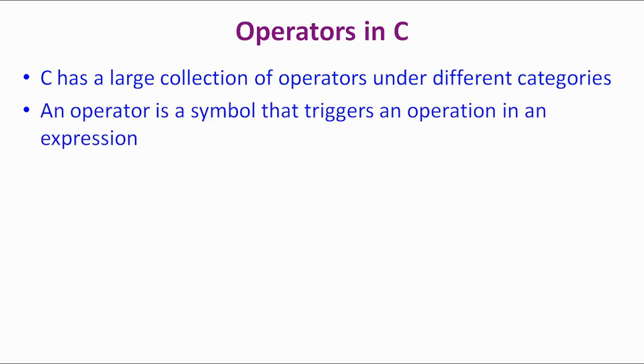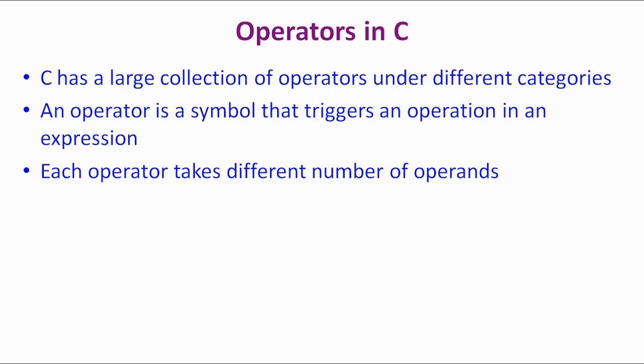An operator is nothing but a symbol that represents a particular operation. When it is used in an expression with the operands, it causes the operation to be applied on the operands. The number of operands needed for the operators varies from one operand to multiple operands.